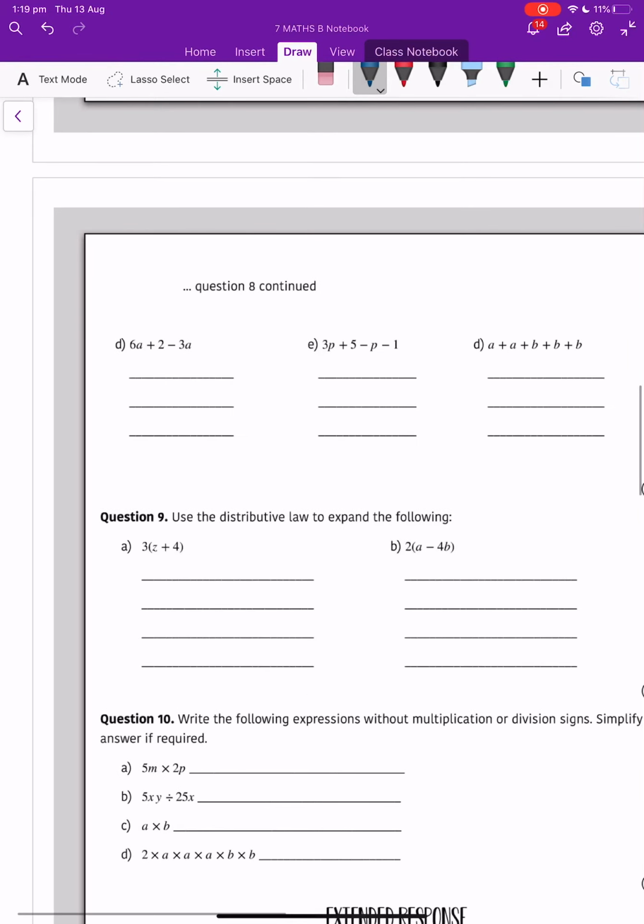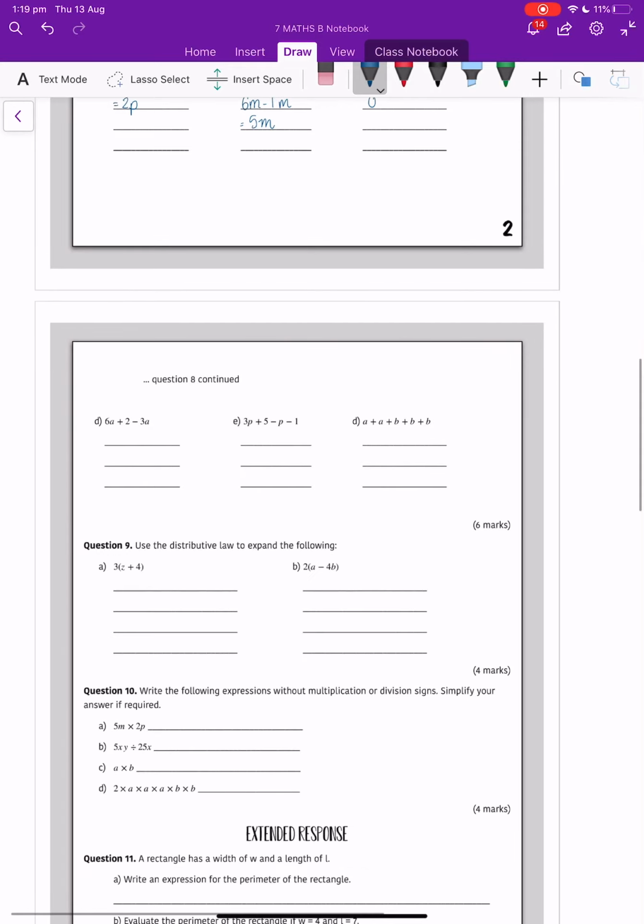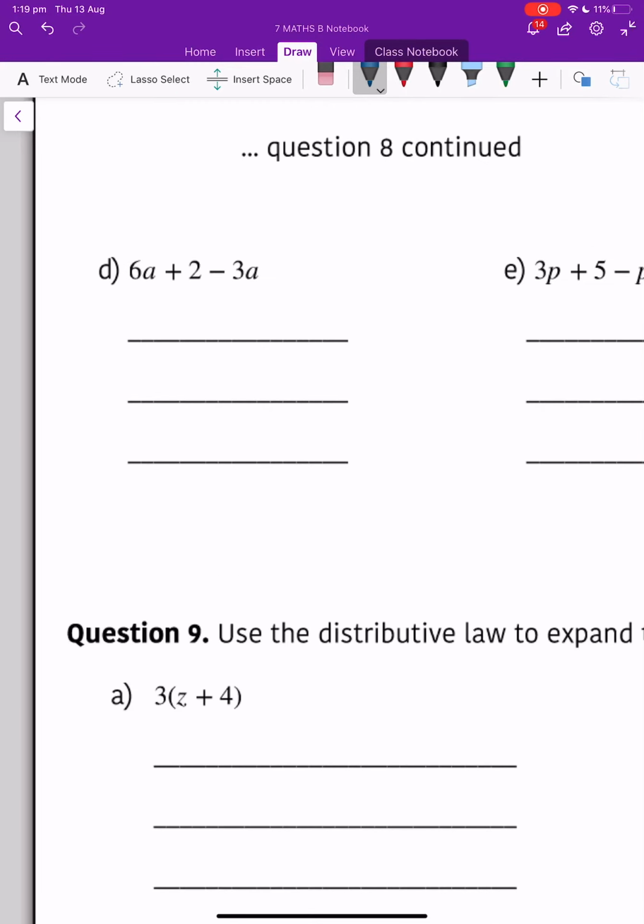Now in the next question, in the second half of this question, you've got some like terms. The first thing you can do is highlight your like terms, and then I'm going to show you how to bring them together. So once you've identified that, you're going to go 6a, then you're going to bring this minus 3a.